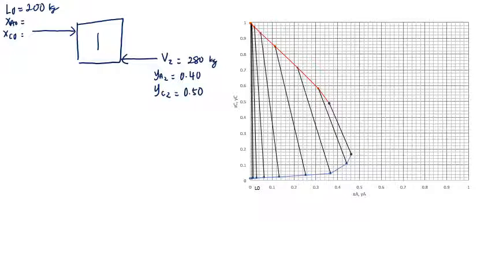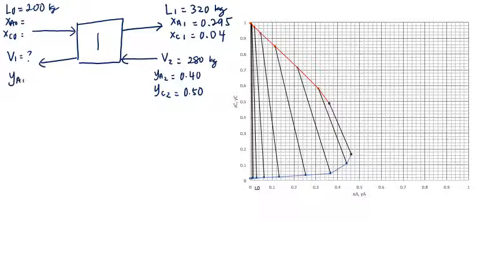And then the resulting raffinate layer, L1, weighs 320 kg with the composition XA1 equals 0.295 and XC1 equals 0.04. And then for your resulting extract layer V1, you don't know the amount and you don't know the composition. These are the things that you need to find.